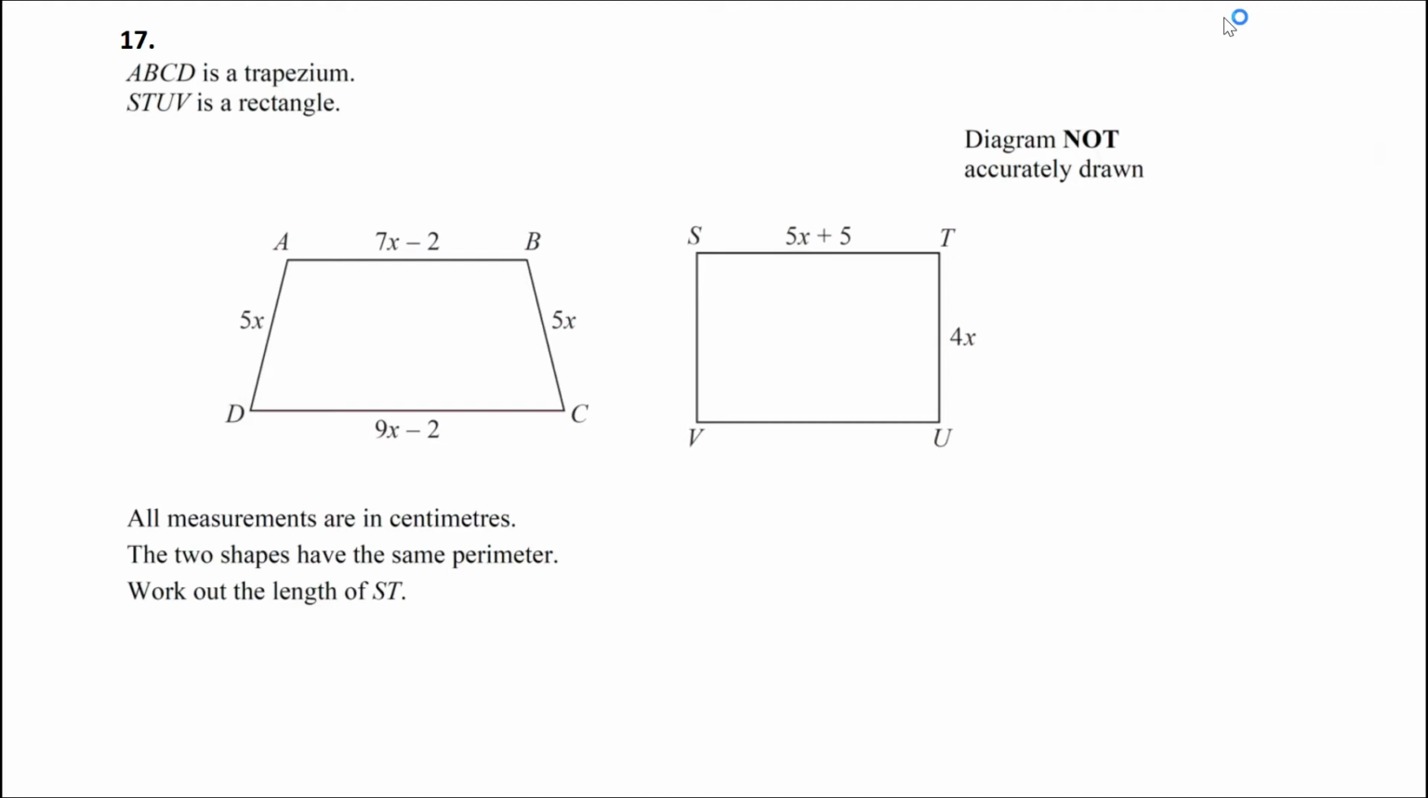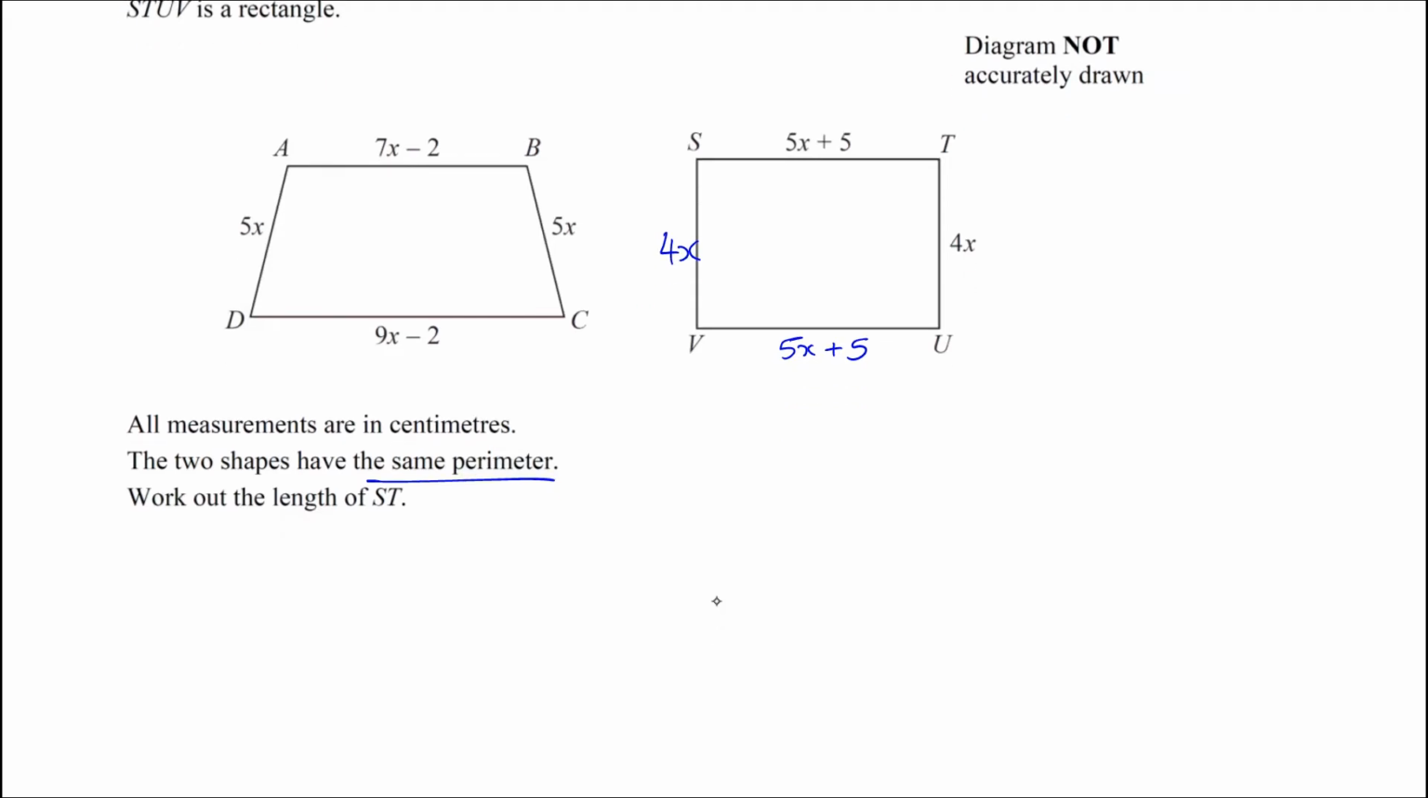So ABCD is a trapezium, and STUV is a rectangle, and all measurements are in centimeters. The two shapes have the same perimeter. We are expected to work out the length of ST. Now for the rectangle, opposite sides are equal, so that will be 5x plus 5, and that will be 4x.